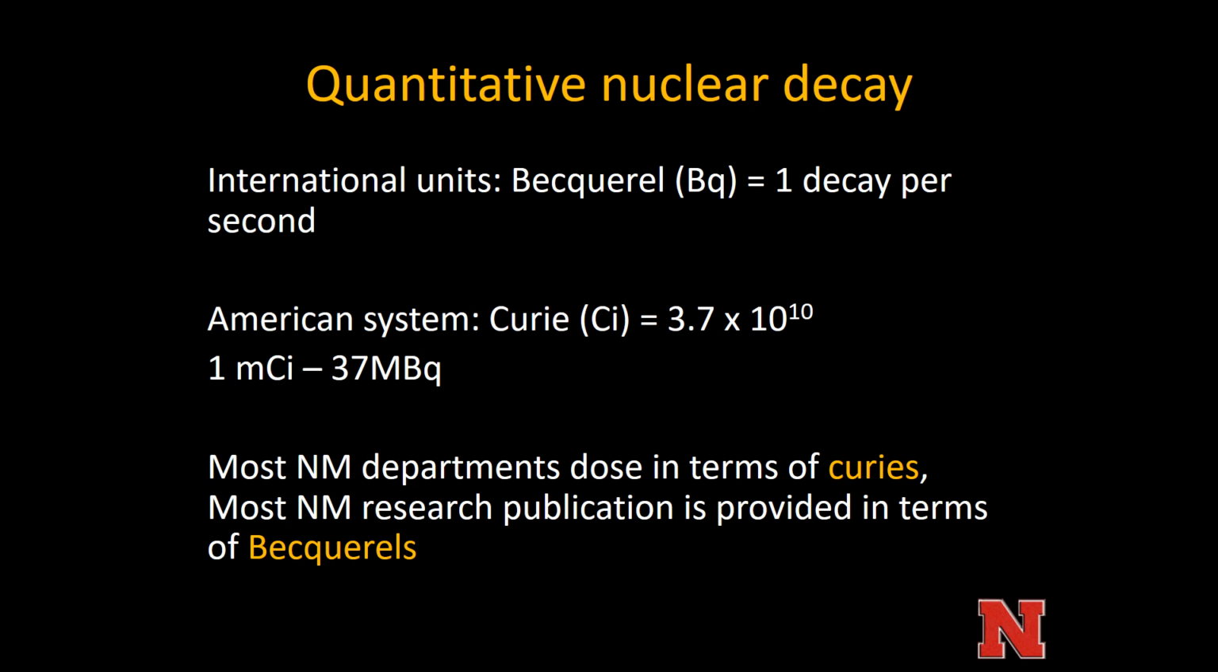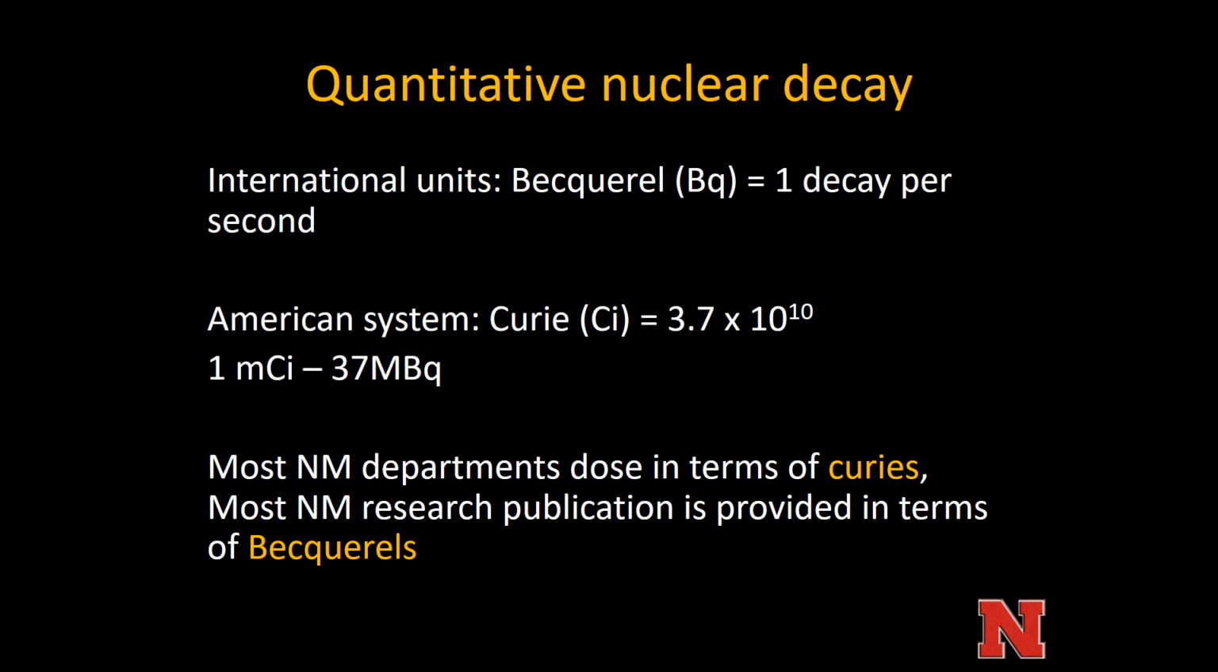All right, quantitative nuclear decay. So we've gone through the descriptive ways of how a nucleus can decay. Now we have to talk about quantification of it. The international unit for nuclear decay is the becquerel. That's 1 decay per second. We're Americans, so we've got to be different than everyone else, just like gallons and meters and all that stuff. I don't know why we're special, but we are.